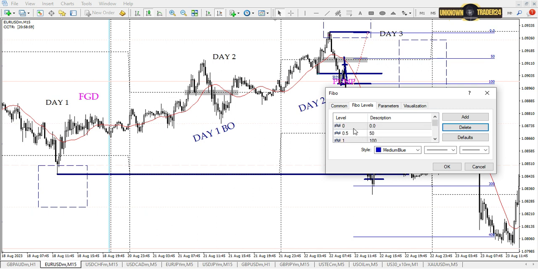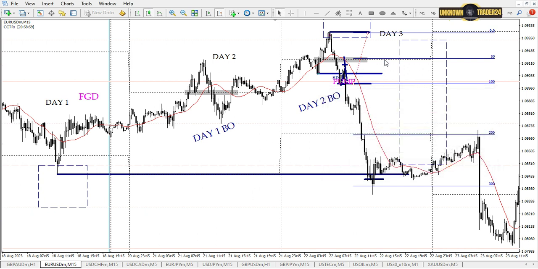I repeat again, the first one is 0, paired with 0.0, and then the second one is 0.5 paired with 50. The third one is 1 paired with 100. The fourth one is 2 paired with 200, and the last one is 3 paired with 300. These are just expansions. Okay, I want to take, it's the same distance from here to here and to here.